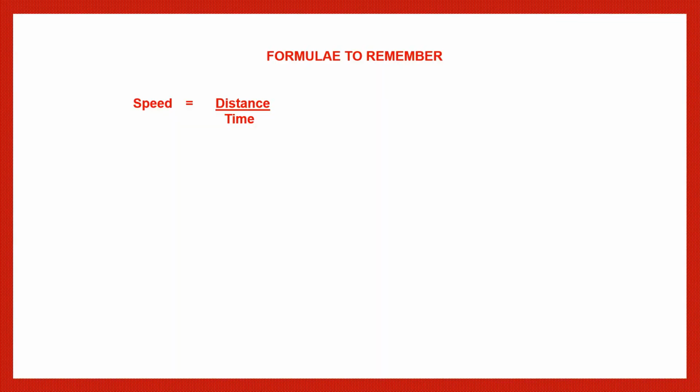Now there are certain formulas for you to remember in this chapter. If you have to find speed, the formula is distance divided by time. So speed is distance by time. Now if you have to find time, it is distance by speed. Divide distance by speed. Now, if you have to find distance, it is speed into time.